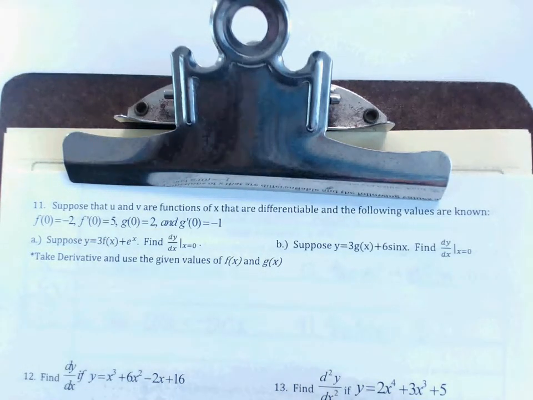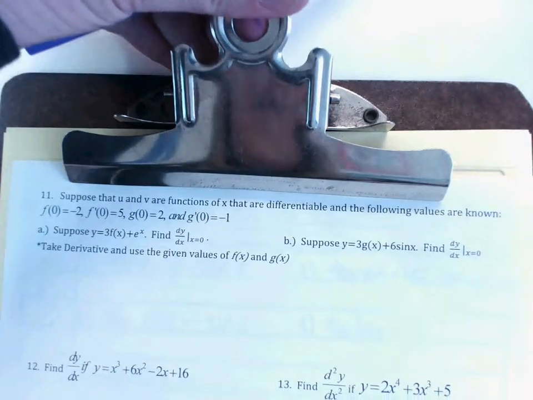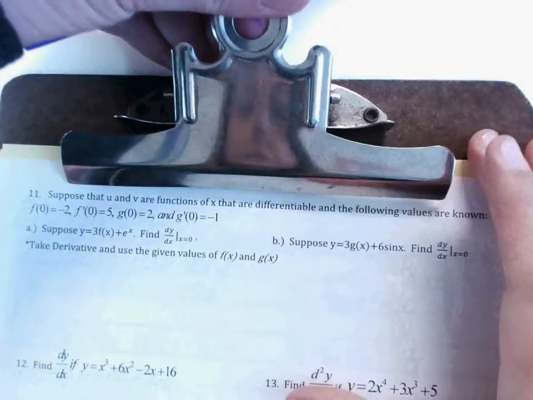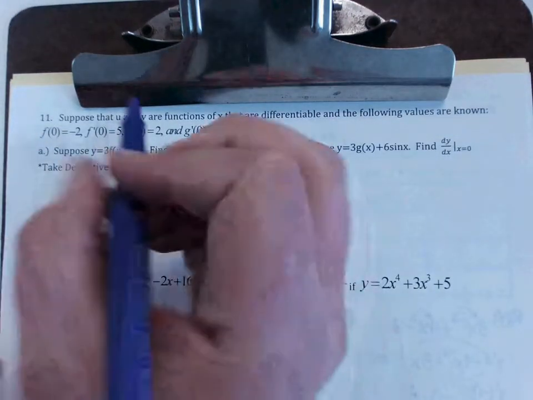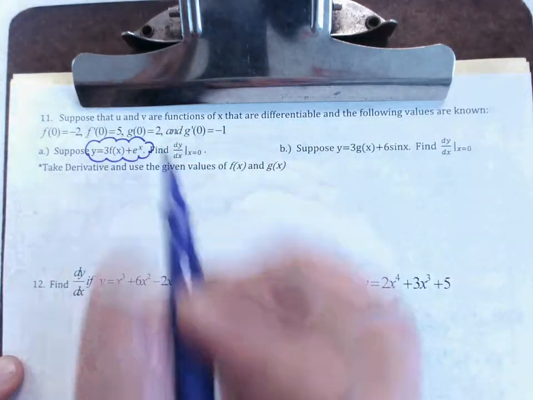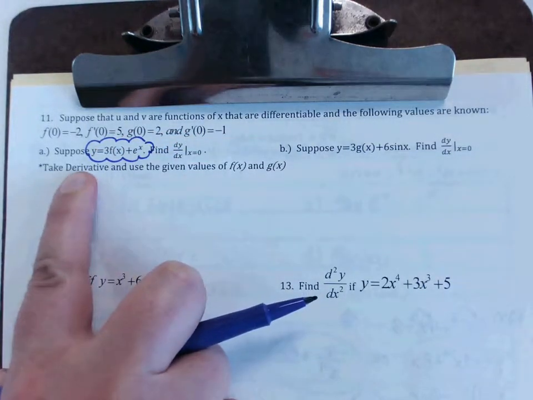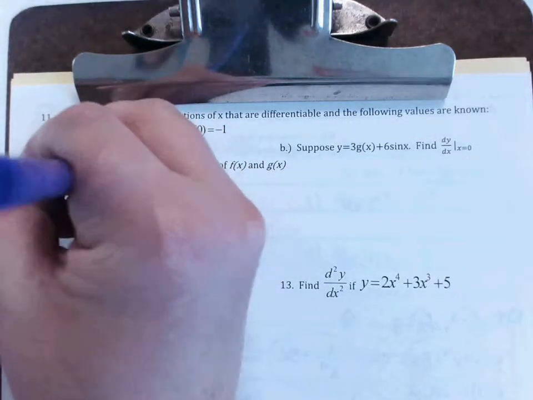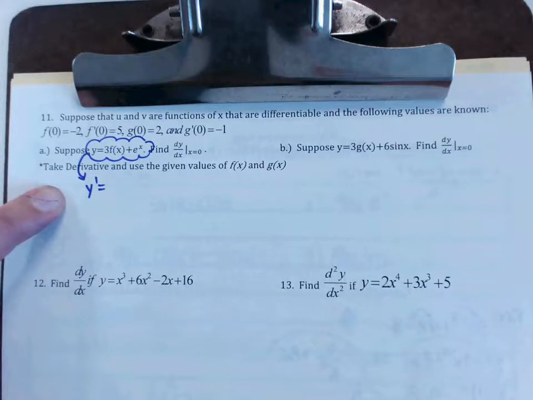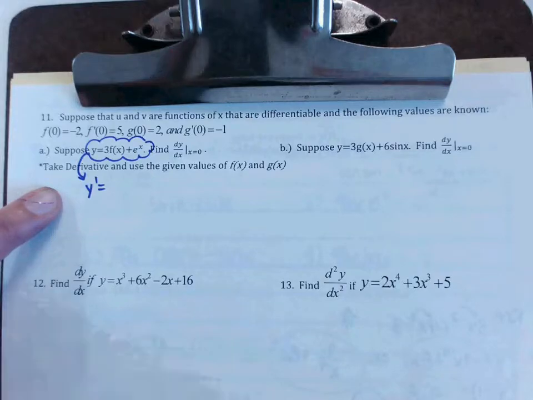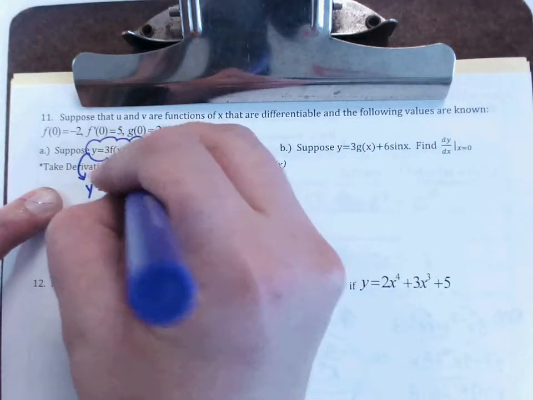Okay, number 11, we'll do A or B, which one? Doesn't matter. A. A? Okay, look at your equation right here. It says take the derivative. We know how to do that. So the derivative of y is called what? Y prime. And then what is the derivative of f of x called? F prime of x, right? Don't overthink it. So it would be 3f prime of x.